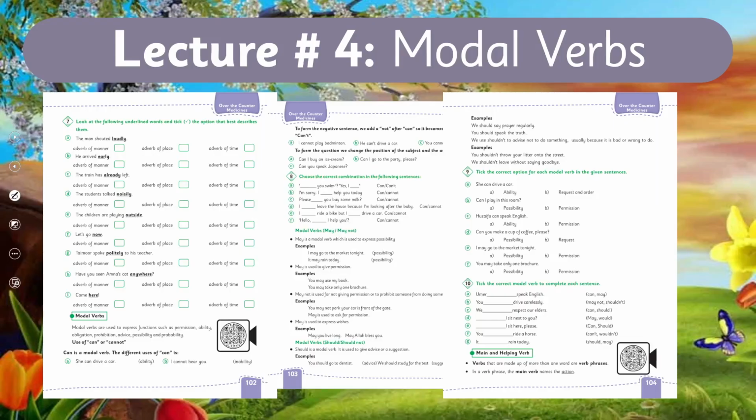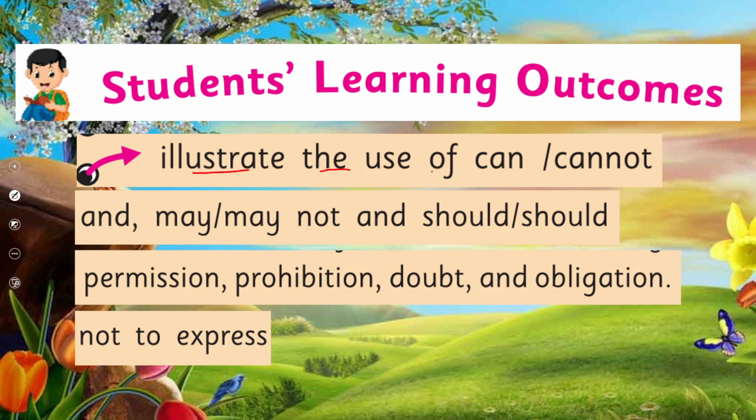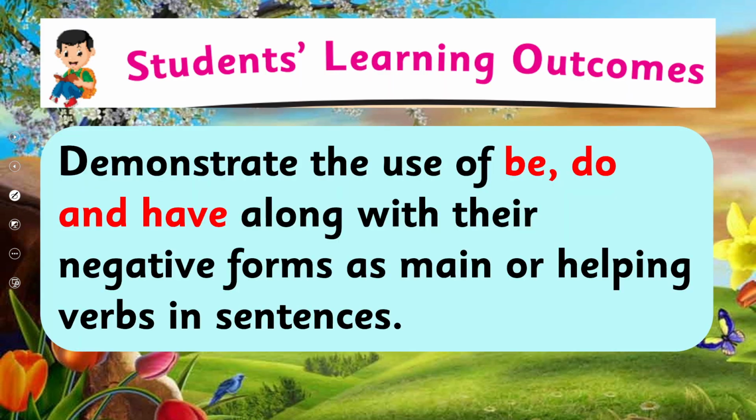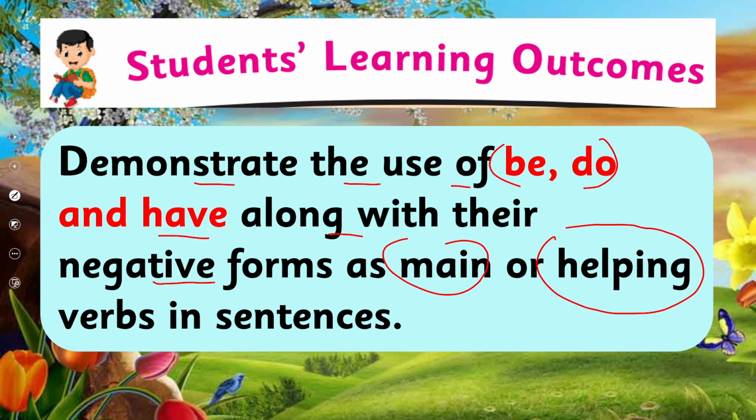In lecture number 4, we will learn about modal verbs, how we can use different modal verbs, and its SLO will be illustrate the use of can, cannot, may not, and should not for permission, prohibition, doubt and obligation, and how we can express them. Got it? In lecture number 5, we will learn about main verbs and helping verbs. We will learn about the use of be, do and have, and we will cover our SLO, demonstrate the use of be, do and have along with their negative forms as main or helping verbs in sentences.